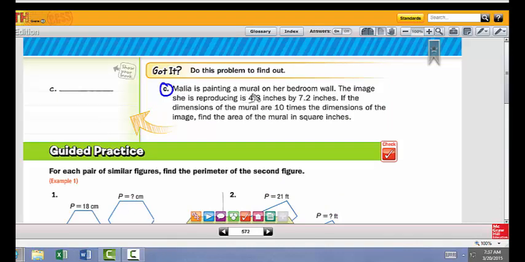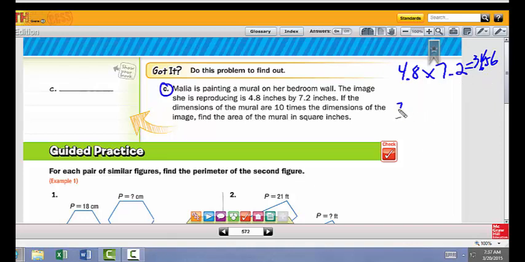All right, let's do problem C. Malia is painting a mural on her bedroom wall. The image she is reproducing is 4.8 inches by 7.2. Let's do that right away. 4.8 by 7.2. If the dimensions of the mural are 10 times the dimensions of the image, find the area of the mural in square inches. Well, one way we could do this problem is to calculate this area here. So if we multiply 4.8 times 7.2, we get 34.56, 3456 with a decimal. Okay, so that is our area.